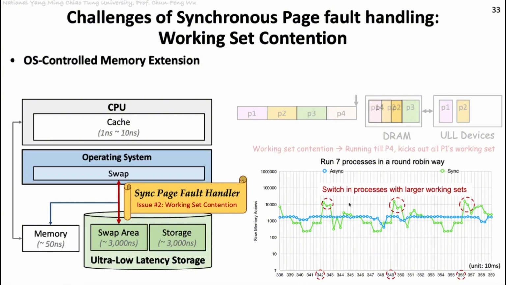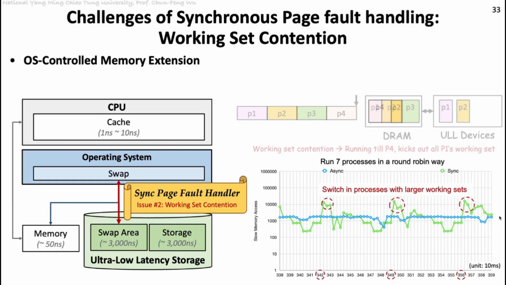You can see that the blue one is the asynchronous, and the y-axis shows the slow memory access. Slow memory access you can think of as swapping or page faults, and the x-axis shows the timeline. For asynchronous I/O, most of the time the slow memory access is stable, because each time there is a page fault they switch to another process, so usually there is no working set contention here.